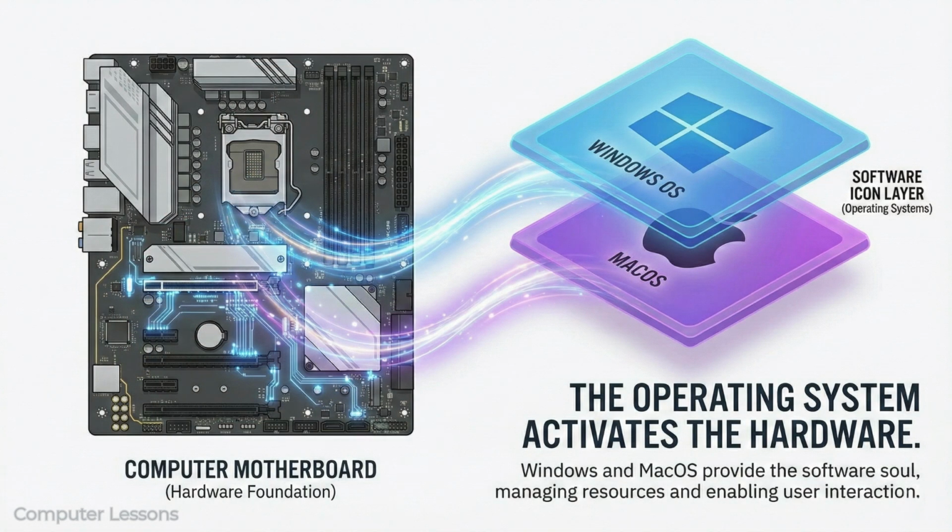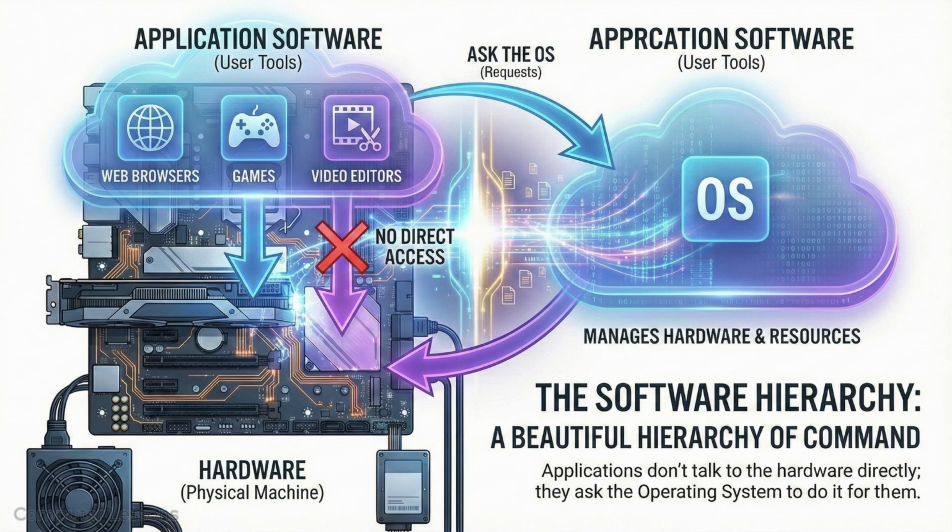Software comes in layers. At the lowest level, you have the BIOS and the operating system, like Windows, Mac OS, or Linux. The operating system is the manager. It talks to the hardware so you don't have to. It manages the memory, controls the CPU time, and handles your files.